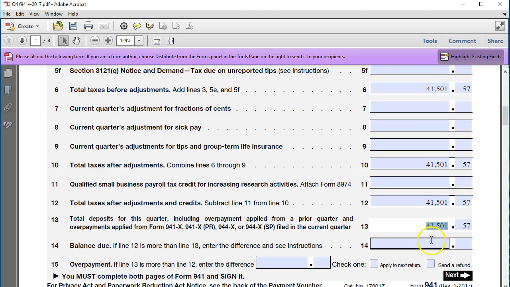That number should then match what's on the 941. So 941, 41,501.57. So we're basically saying that this will give the support, and if the IRS wants to know what checks we have written, we can say, hey, here's the checks, here's when we wrote them. You should be able to find them on your end.